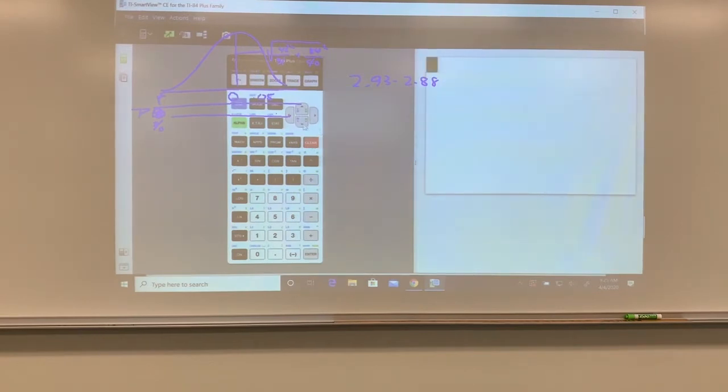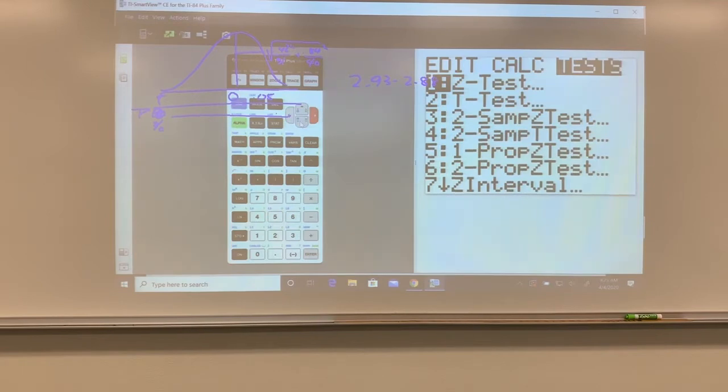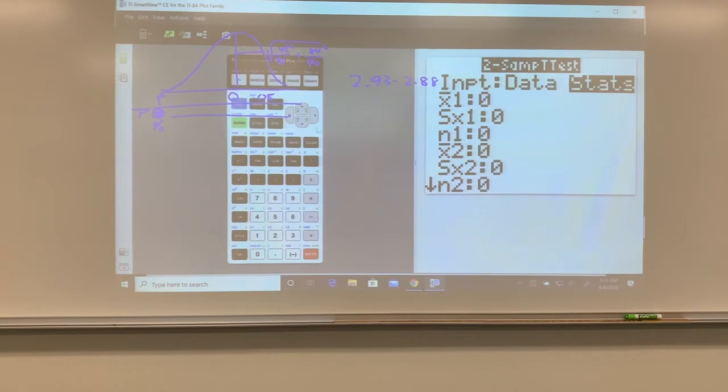All right, so on your calculator, you're going to go stat and you're going to arrow over to tests, and you're going to find your test. It's not a t-test, that's a one sample. It's a two sample t-test right there. Okay? And then I'm going to type in the first X bar, and the first X bar was the on-campus kids. Okay? And the on-campus kids had an average of 2.93.